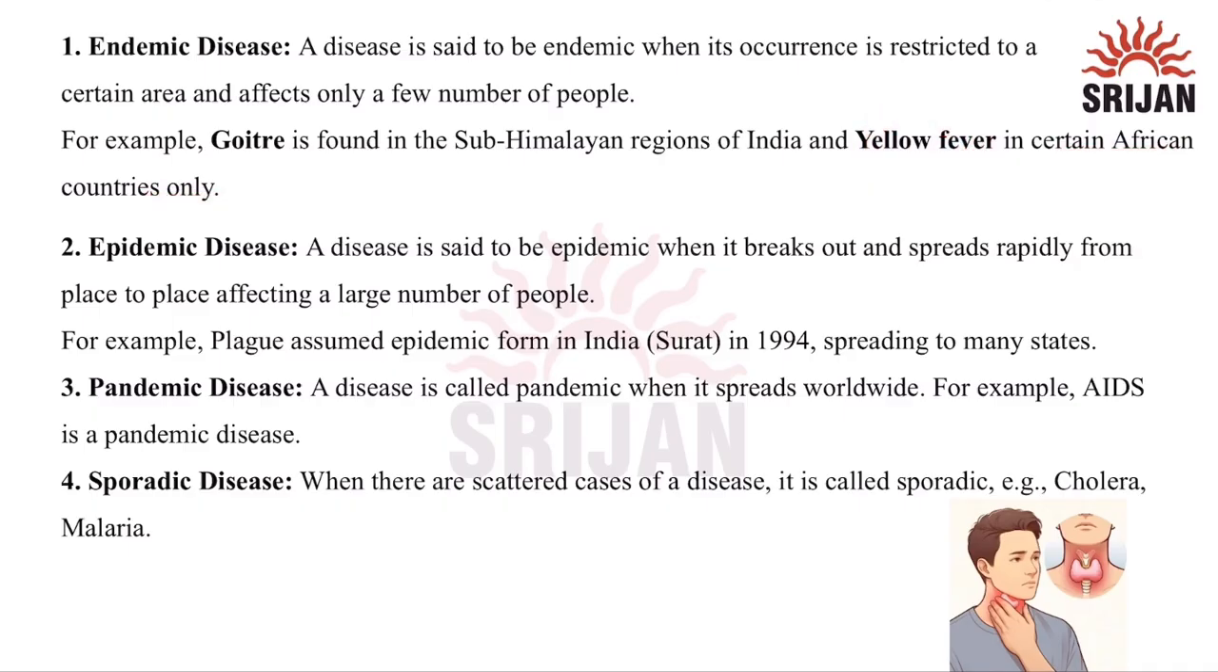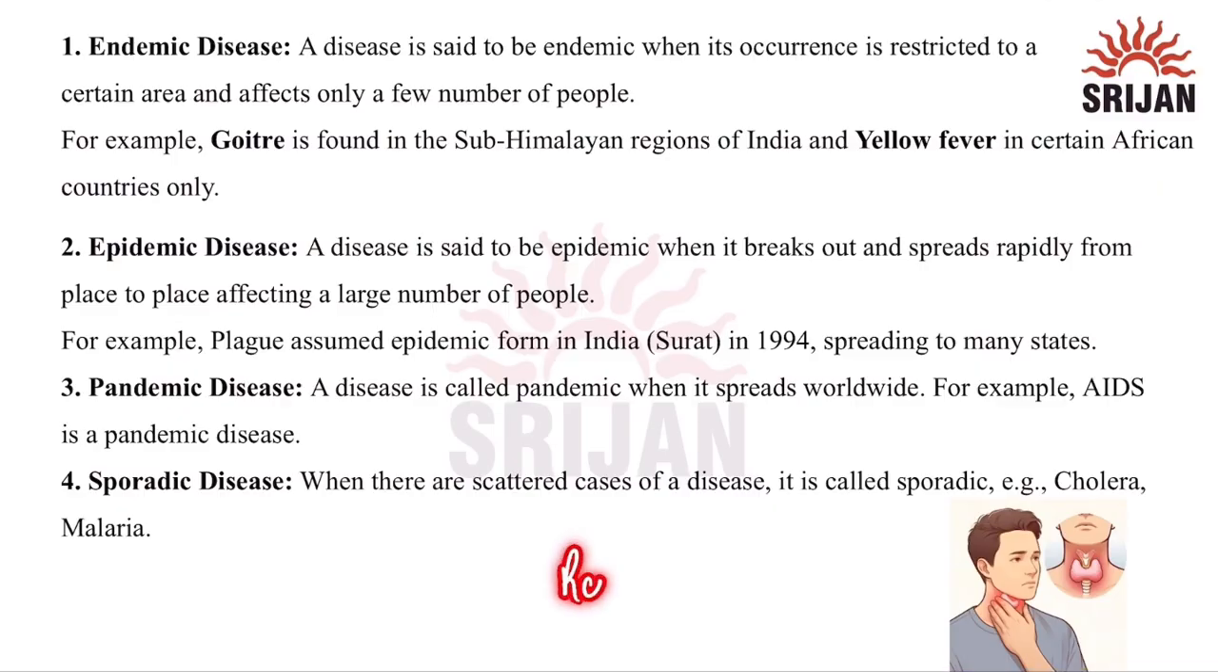Now epidemic is a disease which is breaking out and spread rapidly from one place to another place, affecting a large number of people. For example, in Surat in 1994, India, plague assumed epidemic form. Okay, now spreading to many states.